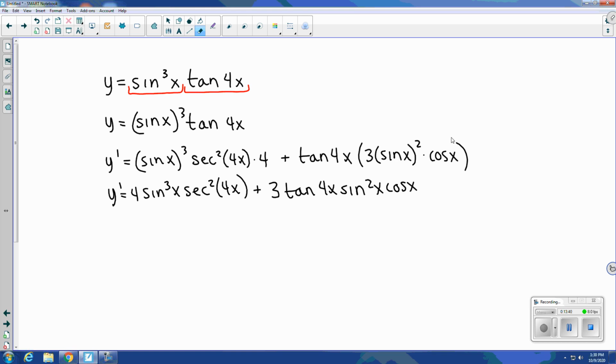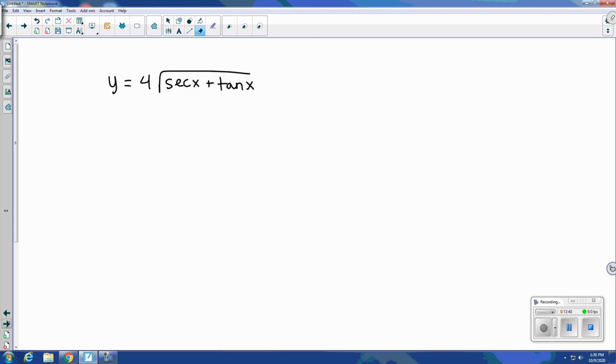And I think we'll leave it there. So there you have an example of two chain rules within a product rule. All right, next. We got this radical function that has a composition within it.